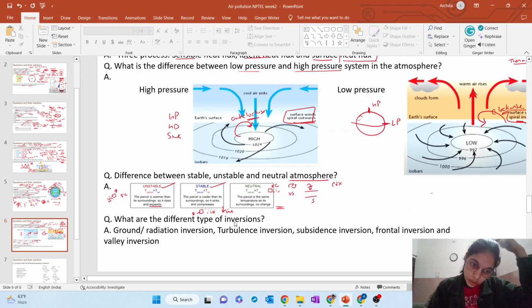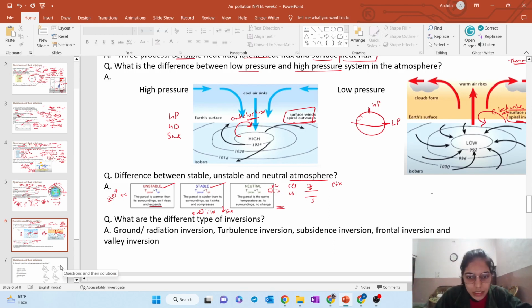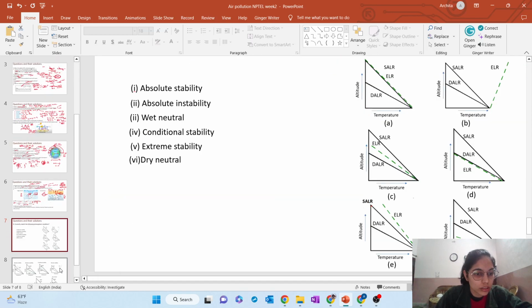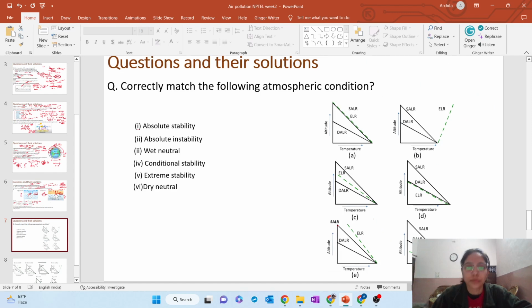Now, before looking into the next question, I will move towards the next slide. It's very important. This question is that we have to correctly match the following atmospheric conditions. These are the different stability and neutral conditions in the atmosphere, and these are the different plots. Before moving ahead, let's discuss the definition of these three terms.